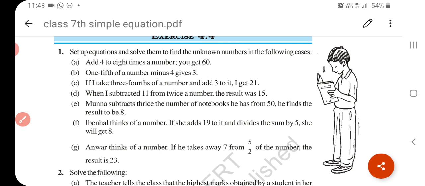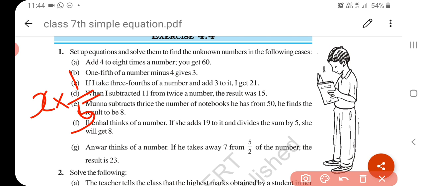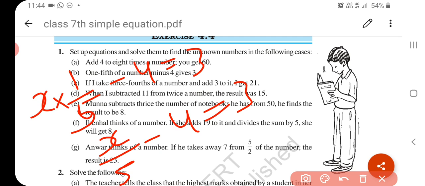Okay, now the second one is 1/5 of a number minus 4 gives 3. 1/5 of a number, let the number be y, or x. So 1/5 of x means x into 1 by 5. Okay, 1/5 of a number minus 4 gives you 3. So write it properly, it's your equation. Okay, and find the unknown number in the following case. Now we have to find also, means we also have to solve it.